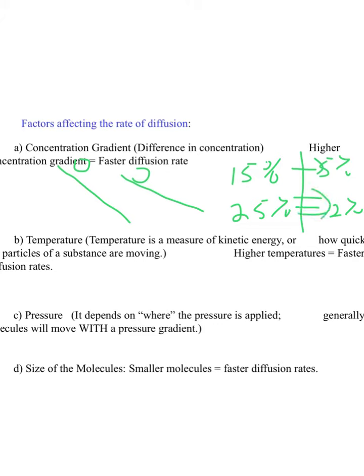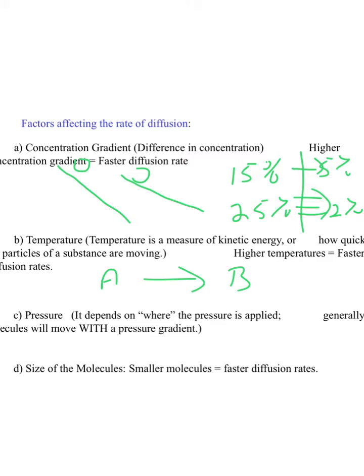Another thing that's going to affect diffusion rates is temperature. Now, temperature, to a chemist or a physicist, is just a measure of the kinetic energy that the molecules have, or how fast they're moving. So if you have higher temperatures, the molecules are going to be moving faster. And if they're moving faster, well, of course, they're going to get from point A to point B faster. So increase the temperature, hey, increase the diffusion rates. Decrease the temperature, make the diffusion rate slower.